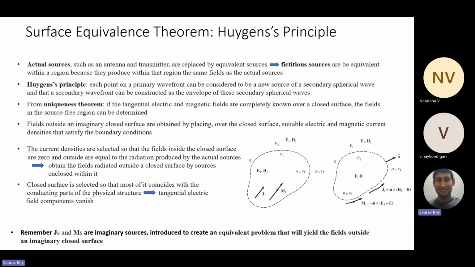So now it says, from uniqueness principle, if we know the tangential electric and magnetic fields completely over our boundary surface, then we can calculate these fields outside this boundary uniquely. That is what we got from uniqueness theorem. Can you correlate now?